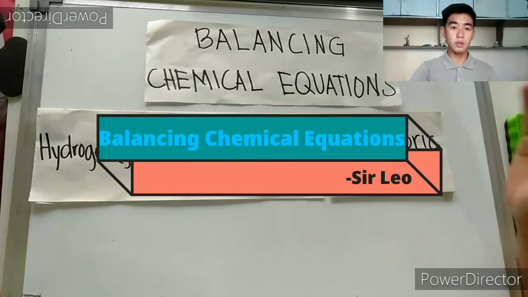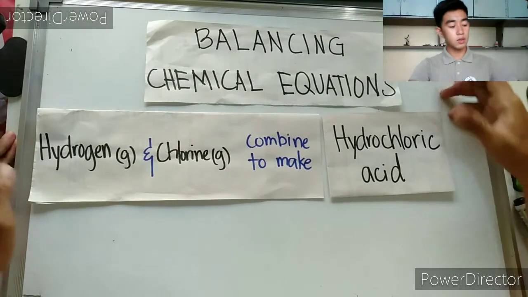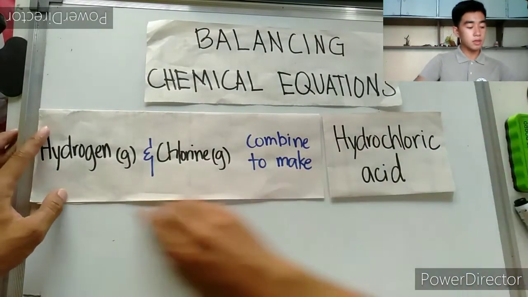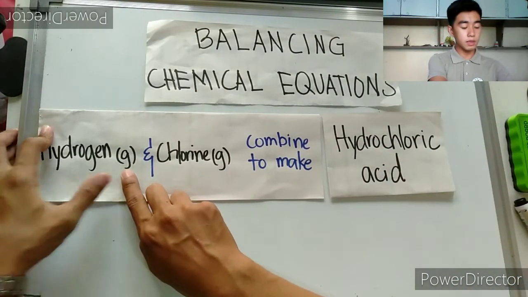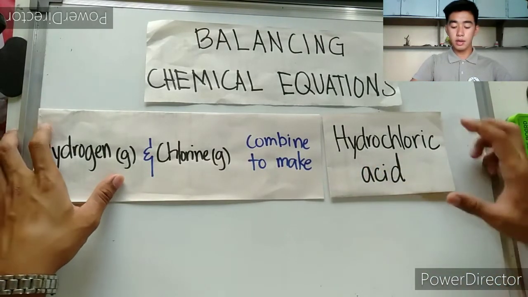So hello everyone. So in this video, we are going to balance chemical equations. So here is our first example. So we have hydrogen G, G means gas, and chlorine gas combined to make hydrochloric acid.